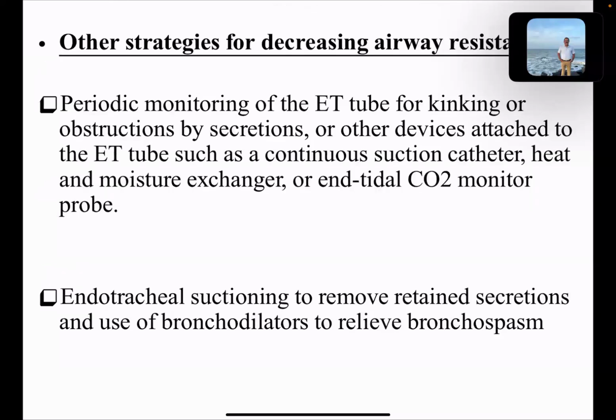What other strategies can decrease the airway resistance? You should always check whether there is any kinking of the endotracheal tube, or any obstruction either by secretions or by any device in the ventilator circuit. Mist can get collected, mostly in the heat and moisture exchanger area, and the endotracheal CO2 monitor probe is also used. All these things can be managed with frequent suctioning to remove secretions, bronchodilators, as well as anticholinergics like glycopyrrolate.